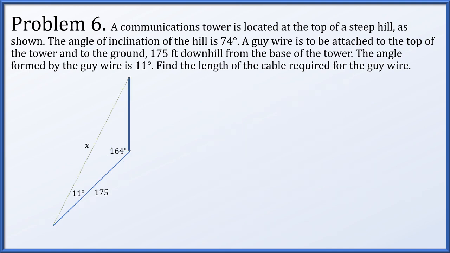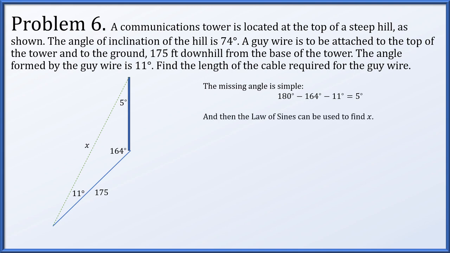So here's the triangle with our unknown x, two known angles, 11 degrees and 164 degrees, and one known side length, 175 feet. The missing angle is very straightforward. The three angles have to add up to 180, so we solve for this angle, it's 5 degrees. Now the law of sines can be used. In general, if you have lots of angles, use the law of sines. If you have lots of side lengths, use the law of cosines.